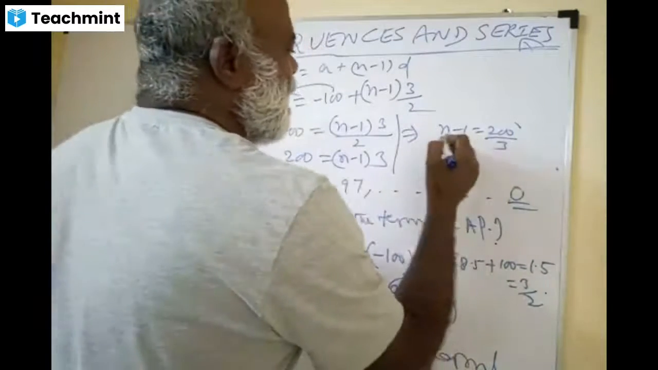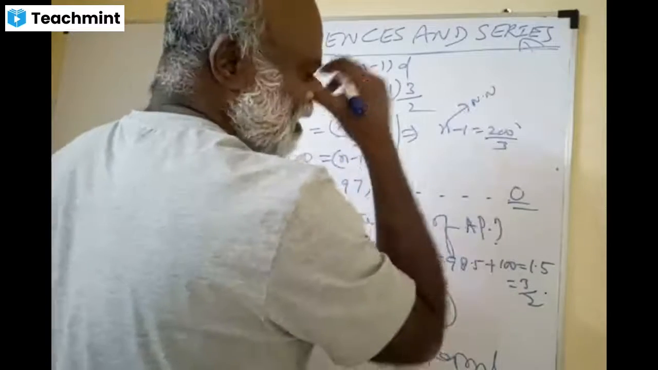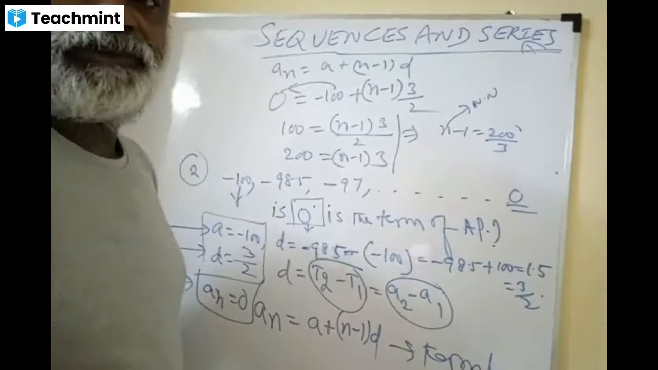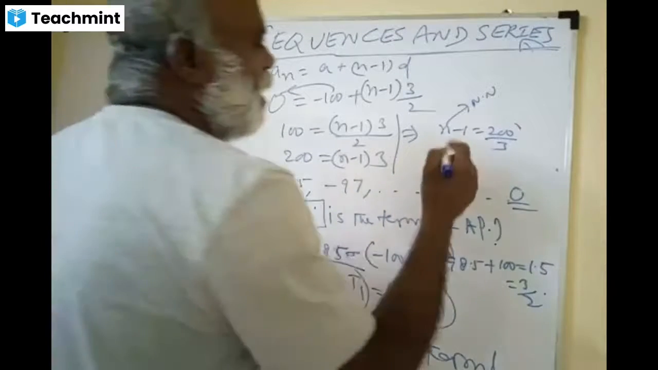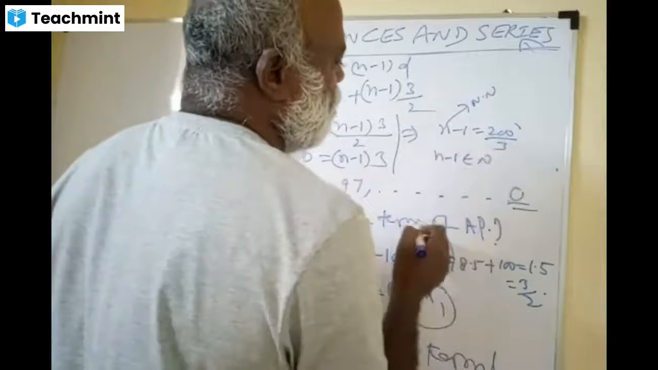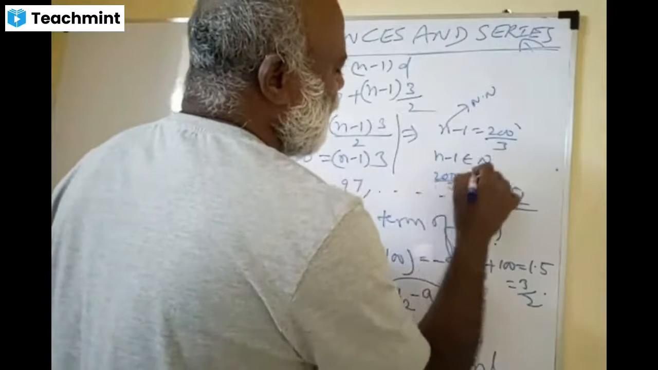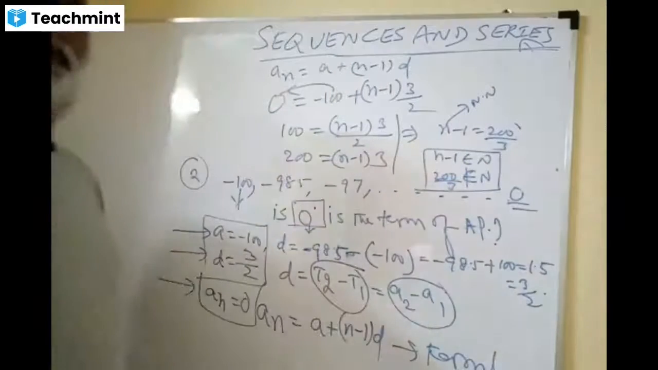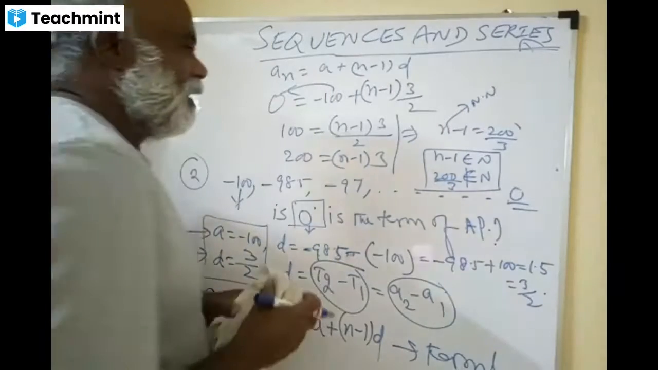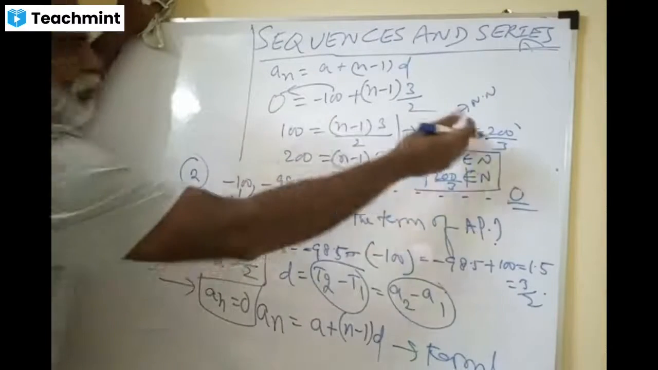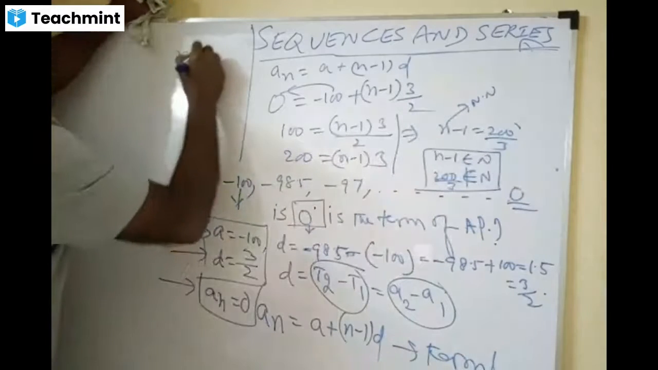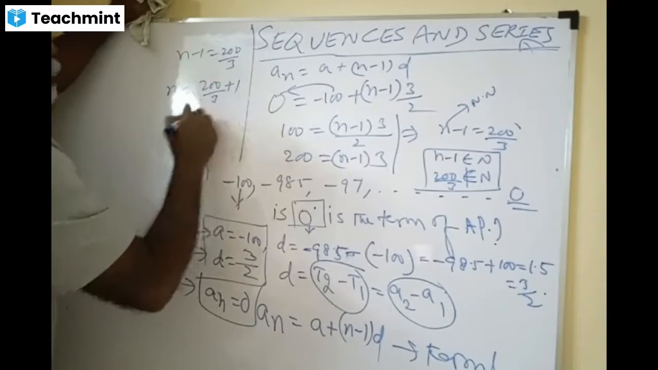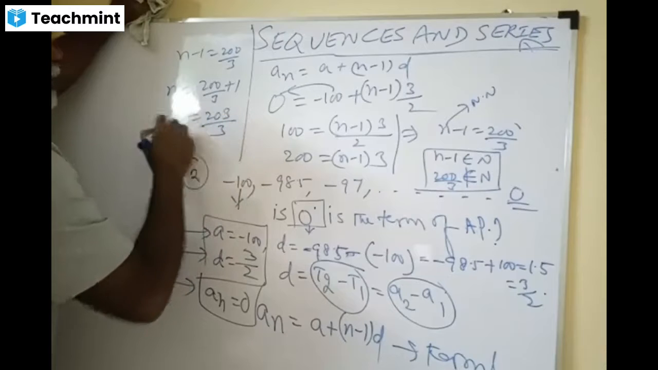Friends, here N is a natural number. First term, second term, third term, 100th term. Please follow. N is a natural number, so N minus 1 belongs to natural numbers, but 200 by 3 does not belong to natural numbers. Yes or no? You can do it as it is. N minus 1 is 200 by 3. N equals 200 by 3 plus 1. That is 203 by 3.